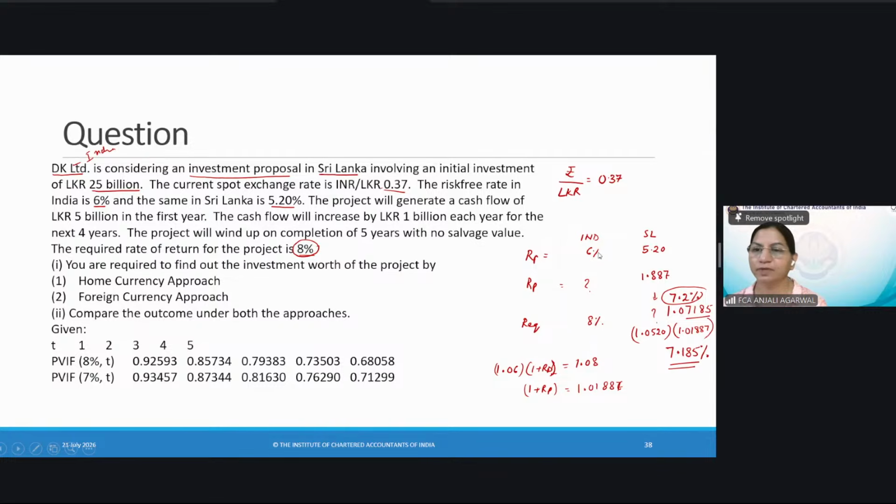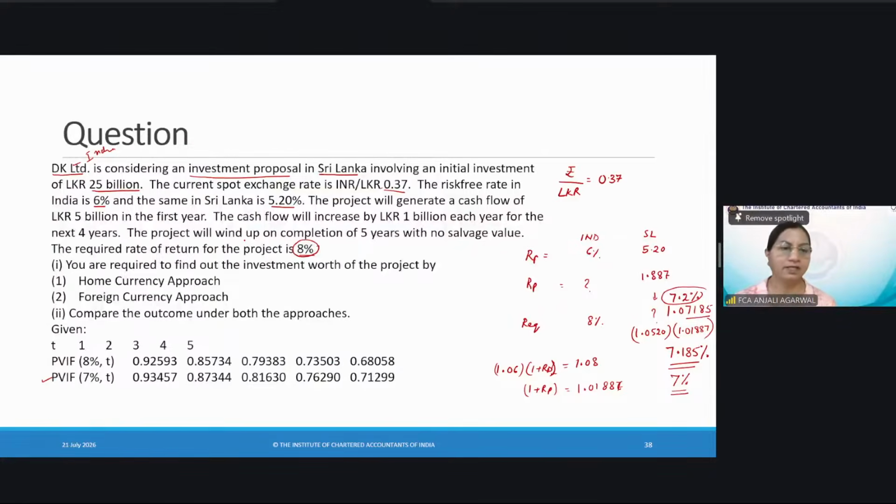Otherwise, it appears directly from here: 8 minus 6 is 2%. So add 2 to 5.20, you'll get 7.20. But to be able to specifically exhibit that you have calculated using the proper formula, let's take the required rate of interest in Sri Lanka as 7.185. Okay, they are given the PVIF at 7%. So it is kind of assumed that you will restrict it to 7% and ignore 0.185. The PVIF factors are given. Now the calculations are easy so far.